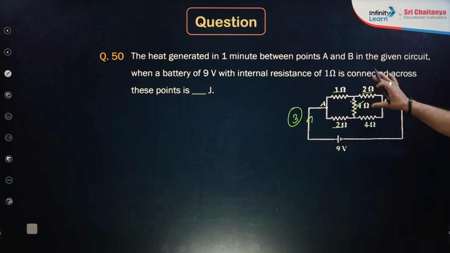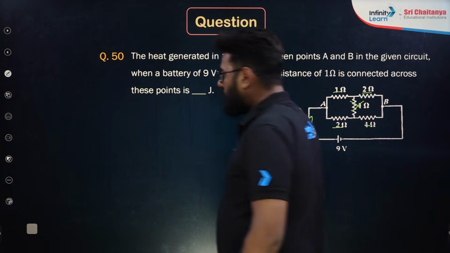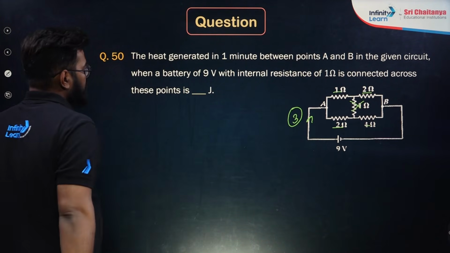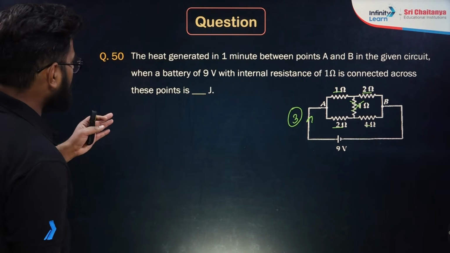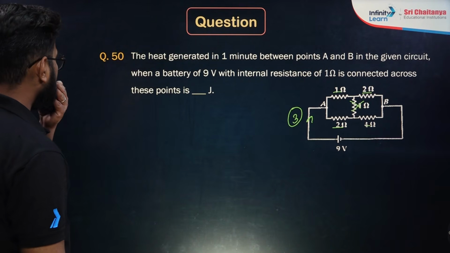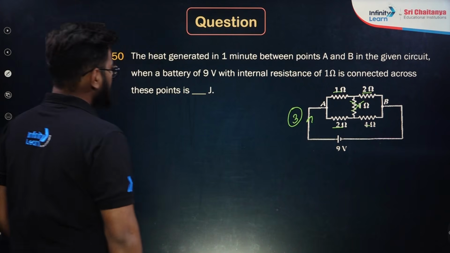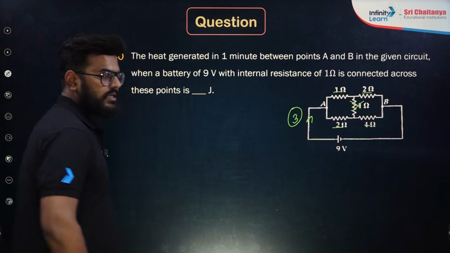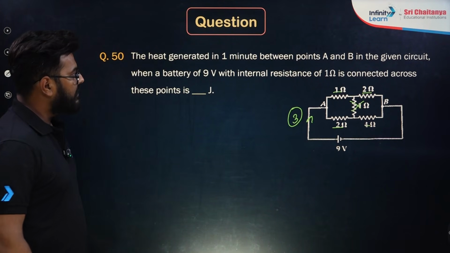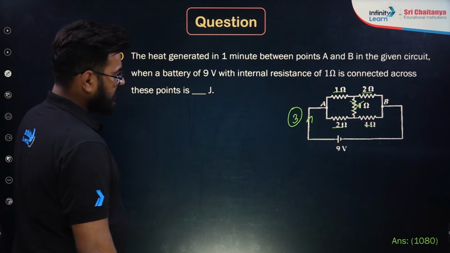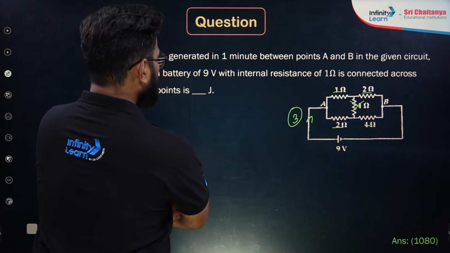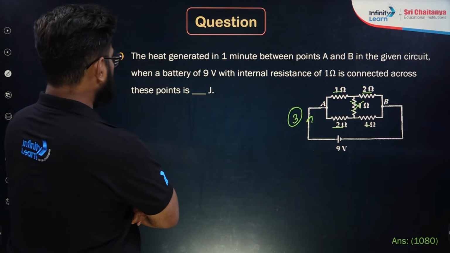3 ampere going through the 2 ohm resistor. The power generated will be 3 twos are 6. And they are asking in 1 minute, I think, right? In 1 minute. So it is going to be 6 watt, and 6 watt is 6 joule per second. So if you multiply it by 60, the heat generated between points A and B in the given circuit.